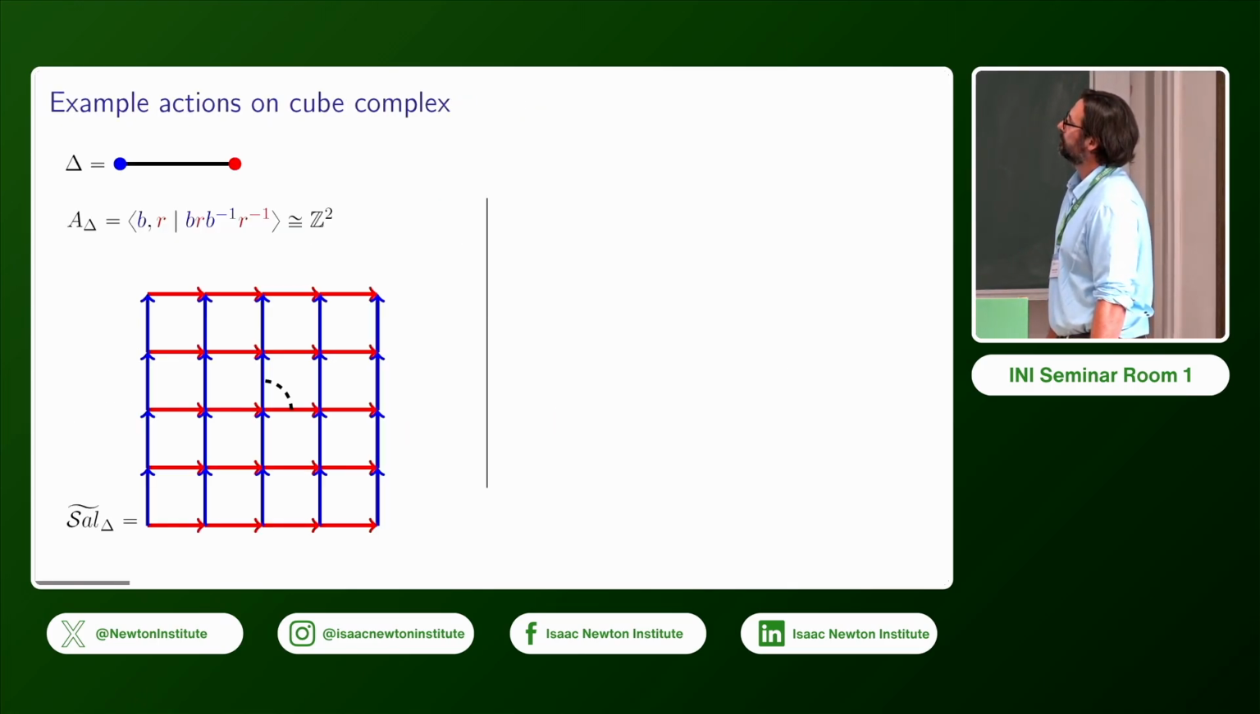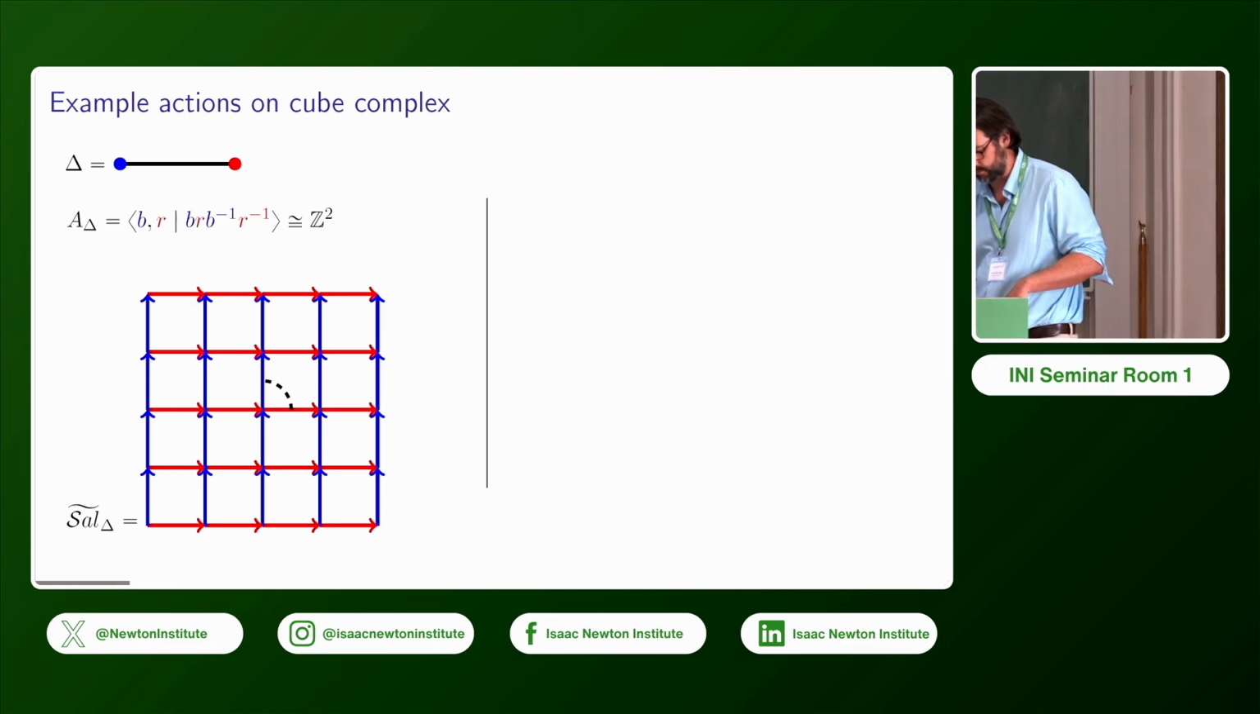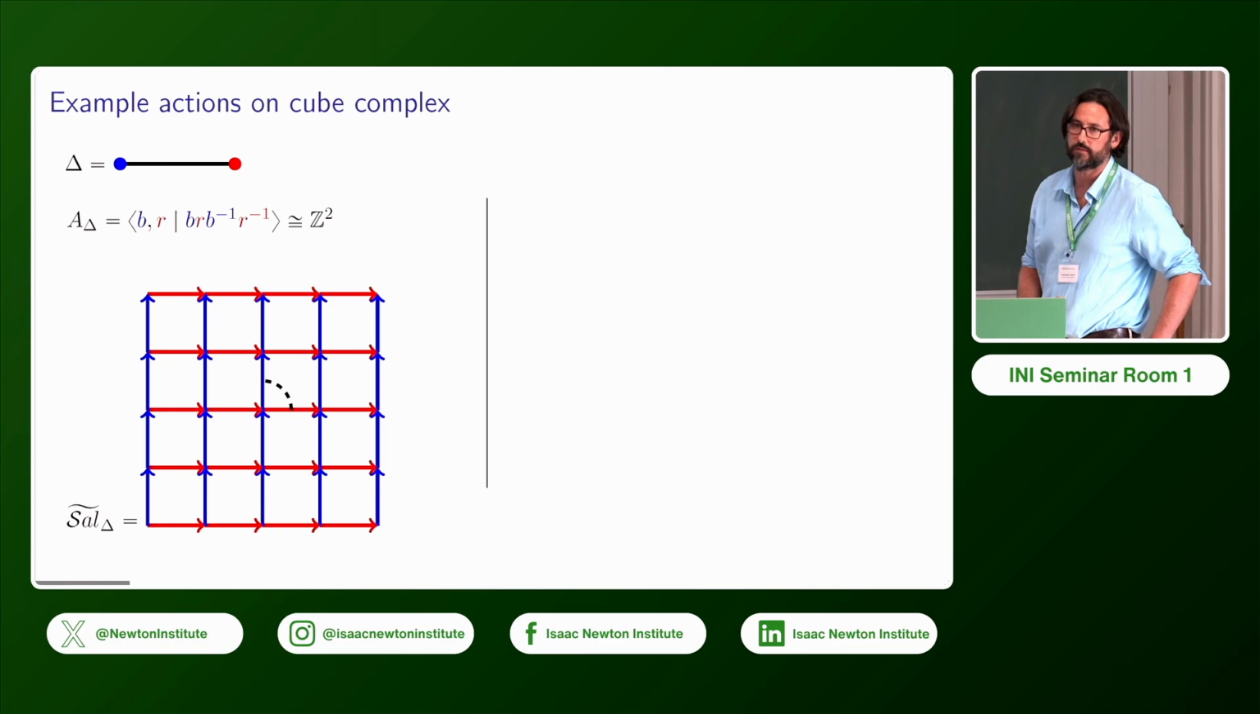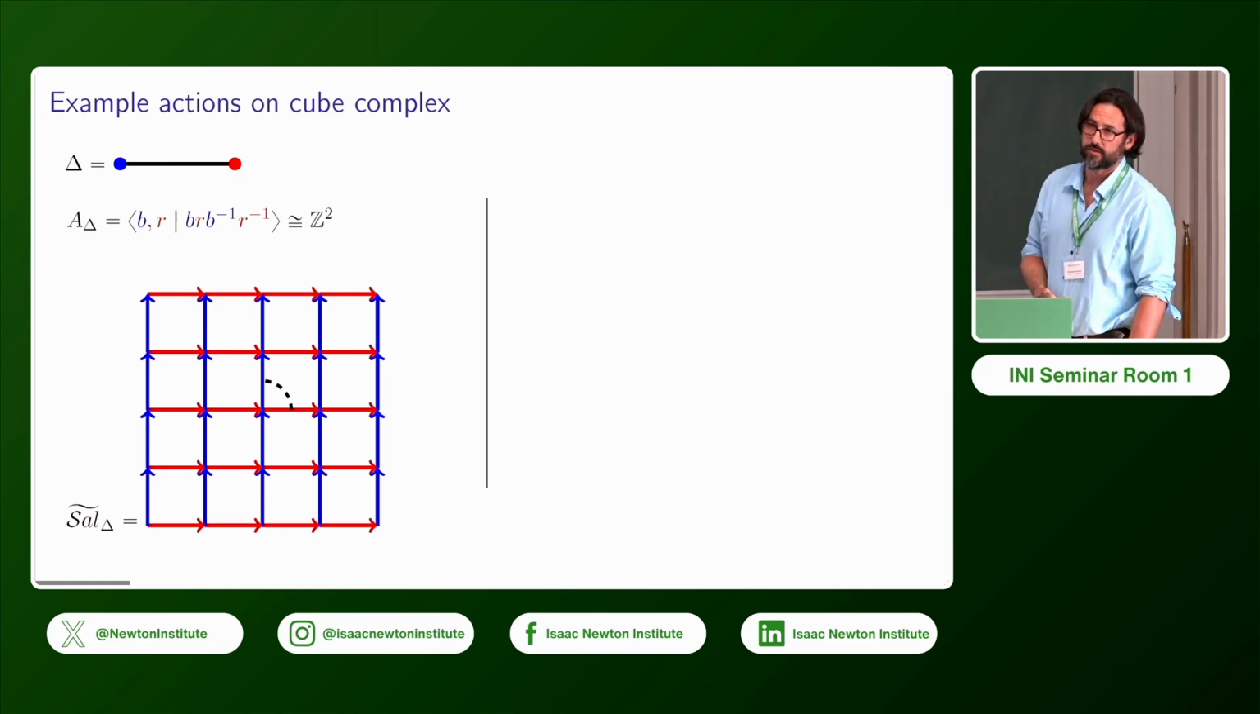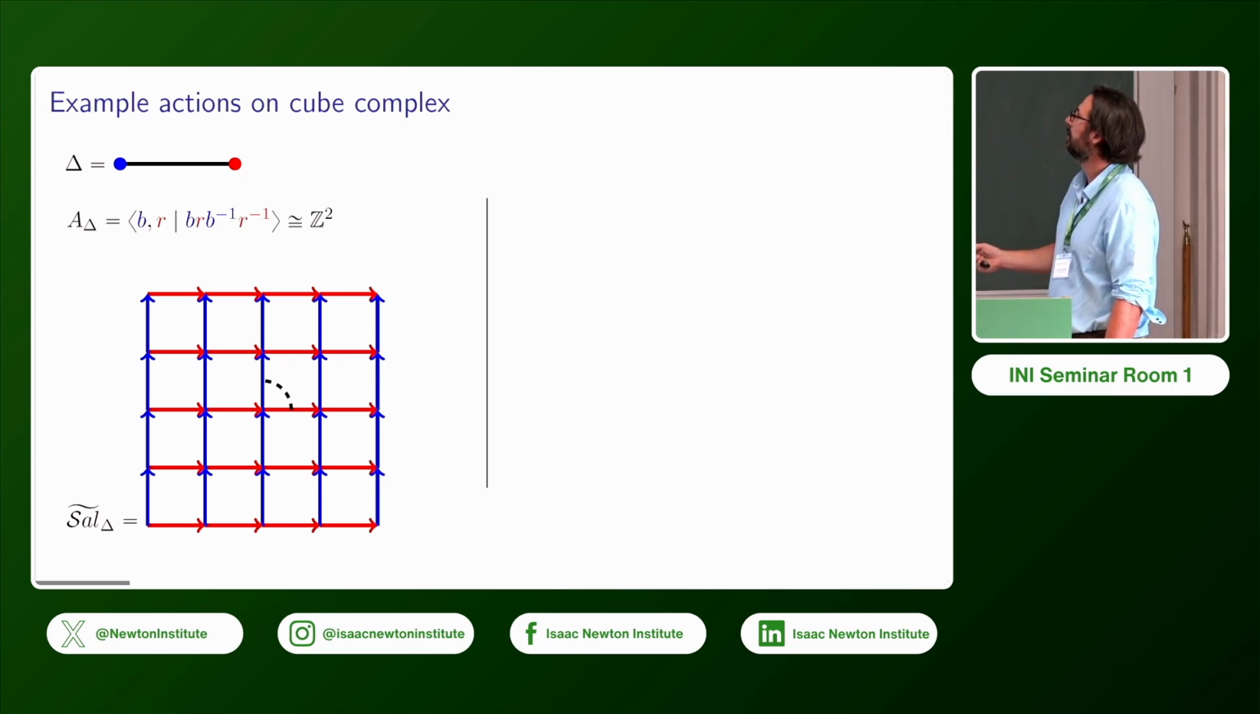So here's first examples. So my presentation graph here has vertices red and blue, so two generators for my group, one edge, so one commutator, so they commute, so this is Z squared, and the universal cover of the Salvetti complex is just the square tiling of the Euclidean plane. And the group action is by translation, so the red generator translates in the direction of the red arrows and the blue generator in the blue arrows.